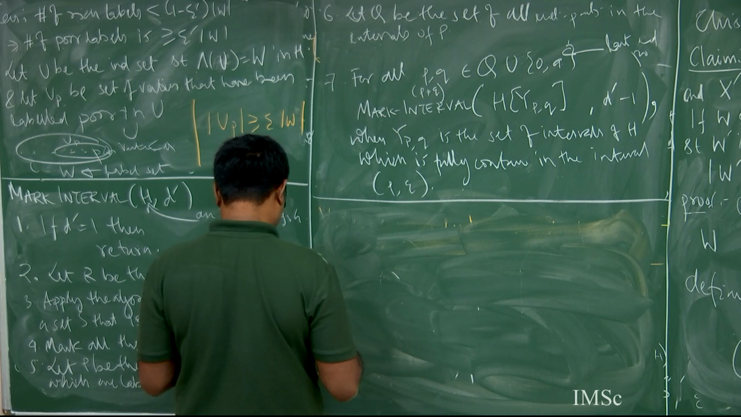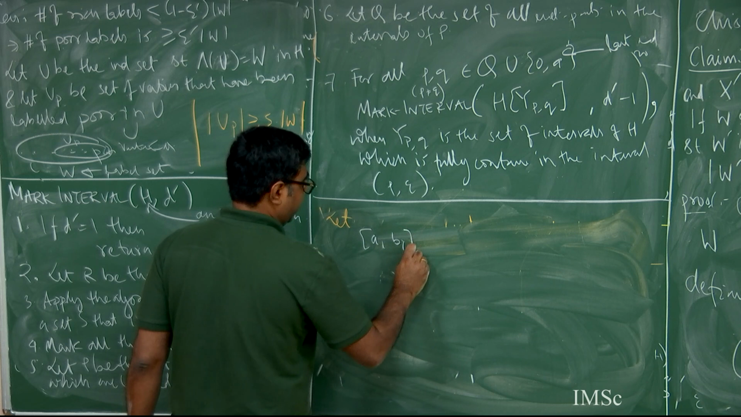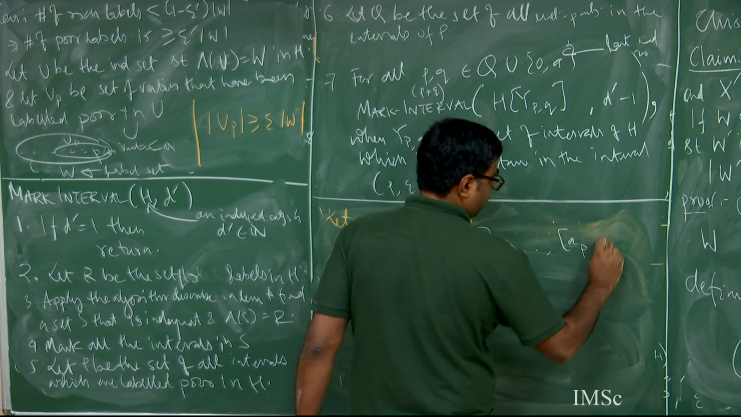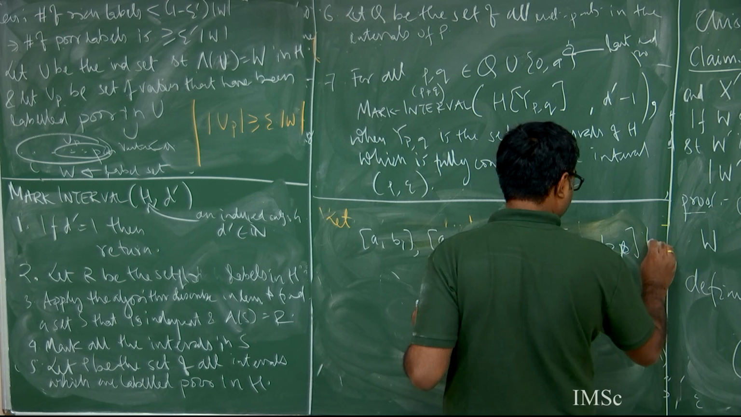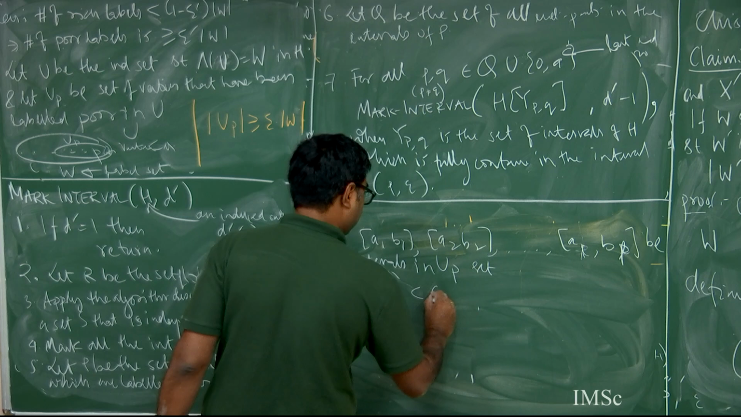Okay, so now what I'm going to do, let A1 B1, A2 B2, AP BP, AL BL be intervals in UP, the poor intervals, such that... okay?